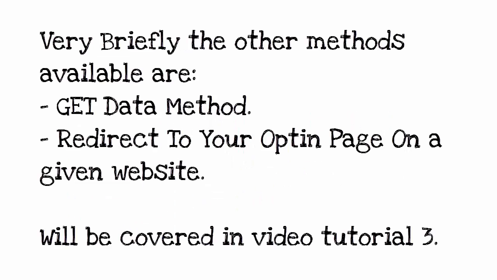And very briefly, I should point out that there are two other methods available in order to integrate your autoresponder. That being the getData method, whereby CB Clicksale sends the name and email to a script on your website. And lastly, a redirect to an actual opt-in page on your website. These other methods will be discussed in the next video tutorial, which covers how to set up your campaign.